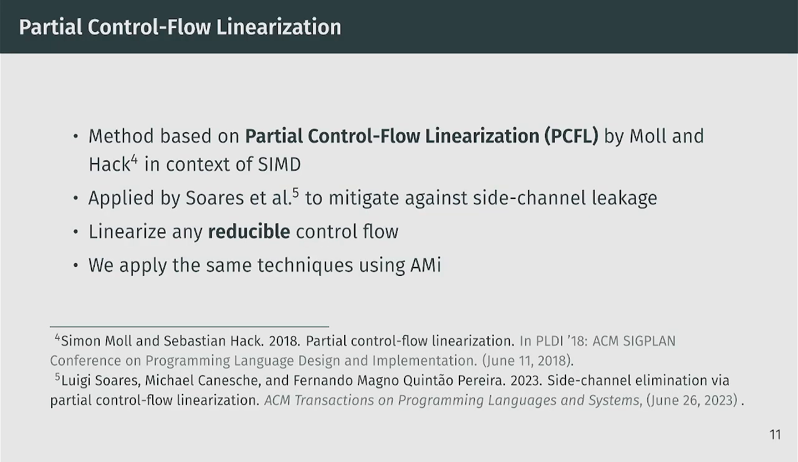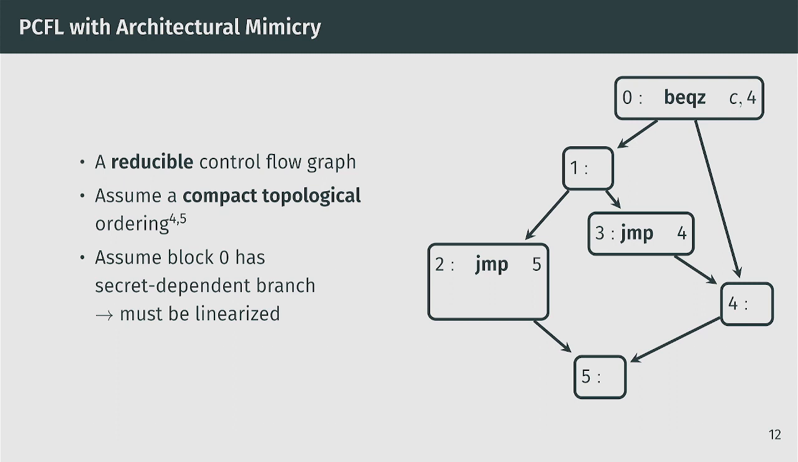The method we implemented is based on partial control flow linearization by Moll and Hack, which was introduced in the context of SIMD, but it can also be applied to mitigate against side channel leakage. This method can be used to linearize any reducible control flow graph, and we can adapt this method a bit to make use of AMI. So let me show you how this works with an example.